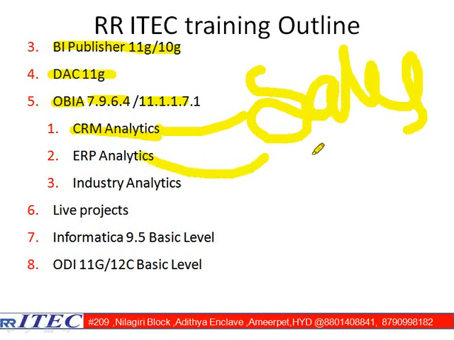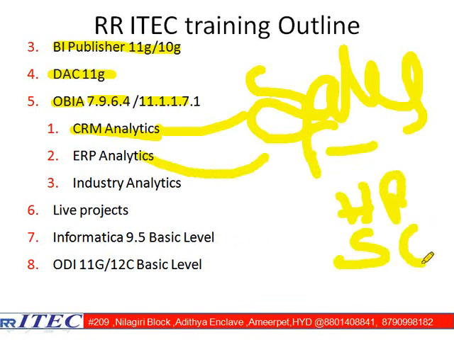ERP analytics: financial analytics, HR analytics, supply chain and order management analytics. These all things are examples for ERP. Industry analytics is, let's say, pharma analytics, telecom analytics. These all things are industry analytics. So these things we are going to cover as part of OBIEE.